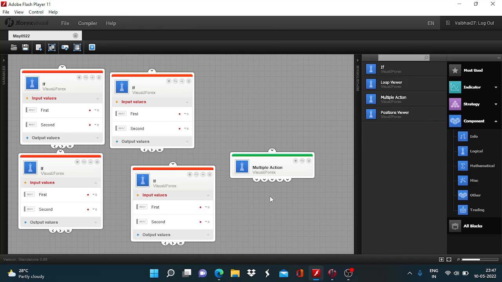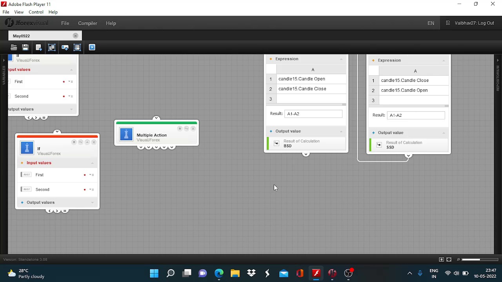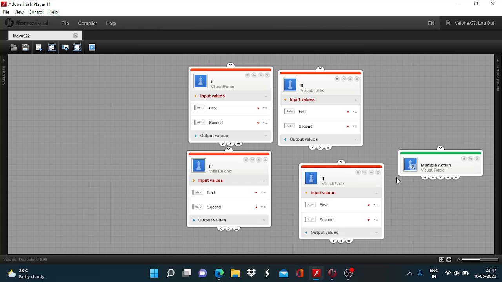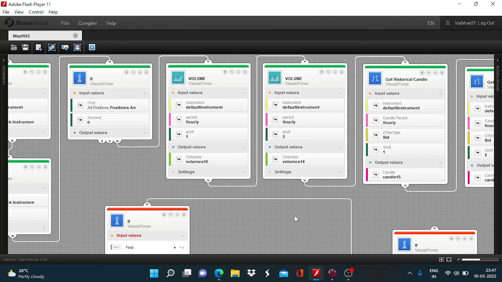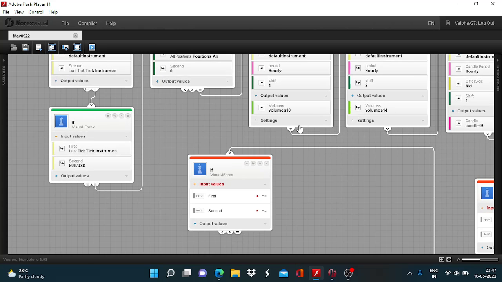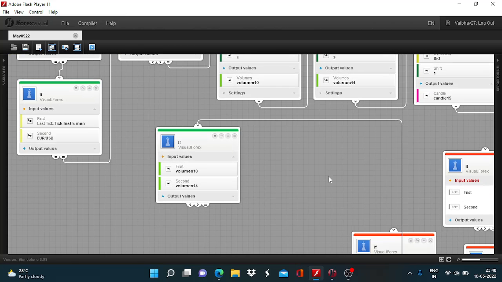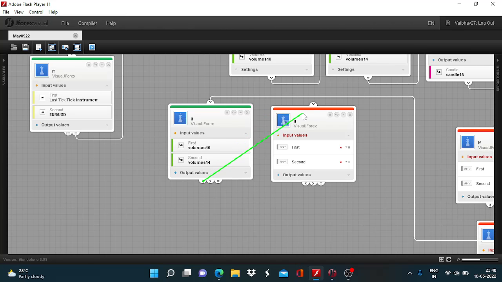I am not joining it to multiple action right now, as I am quite sure we are going to need to add a further calculation expression block. So I will join this to the first if block, and then we compare the volume data. The volume 10, which is the last hourly candle's volume data, should be lower than volume 14, which is the penultimate hour's volume data. So first input less than second input.